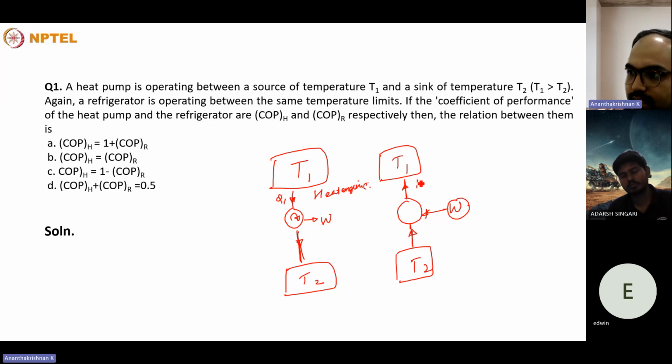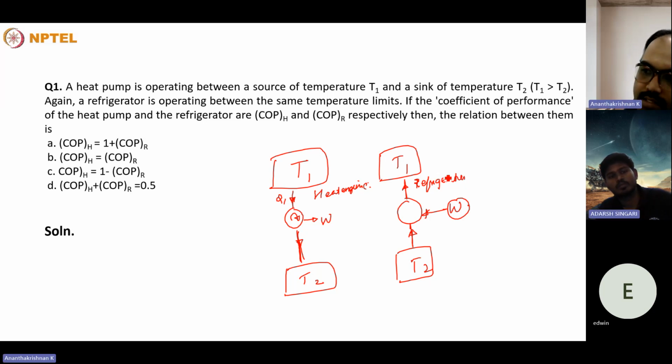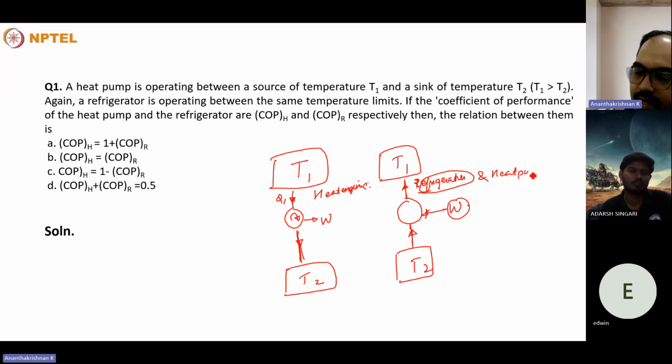And this is the refrigerator. And then there is a third thing called heat pump. Basically, that is the refrigerator that operates in the refrigeration cycle only. But the only difference between a refrigerator and the heat pump is that the desired energy, the desired effect that we get out of these two are different.